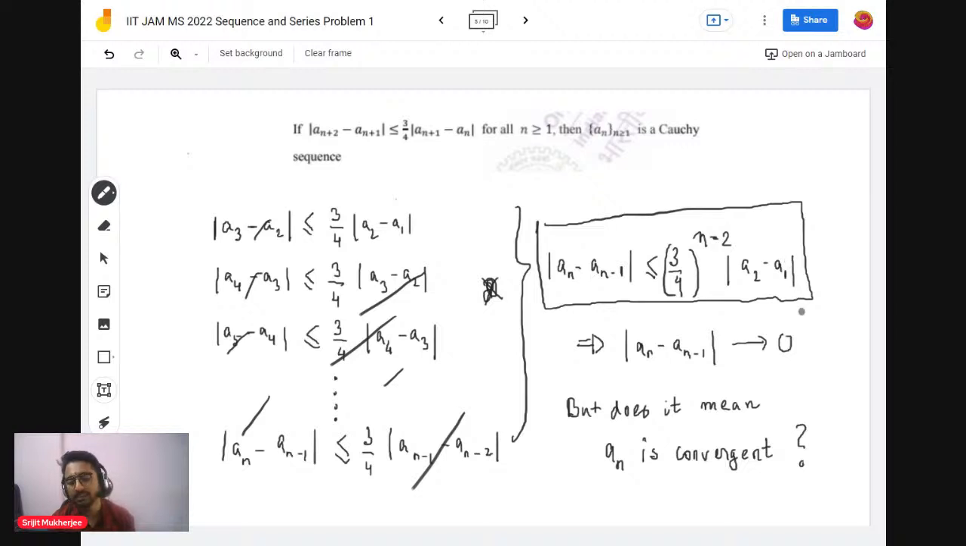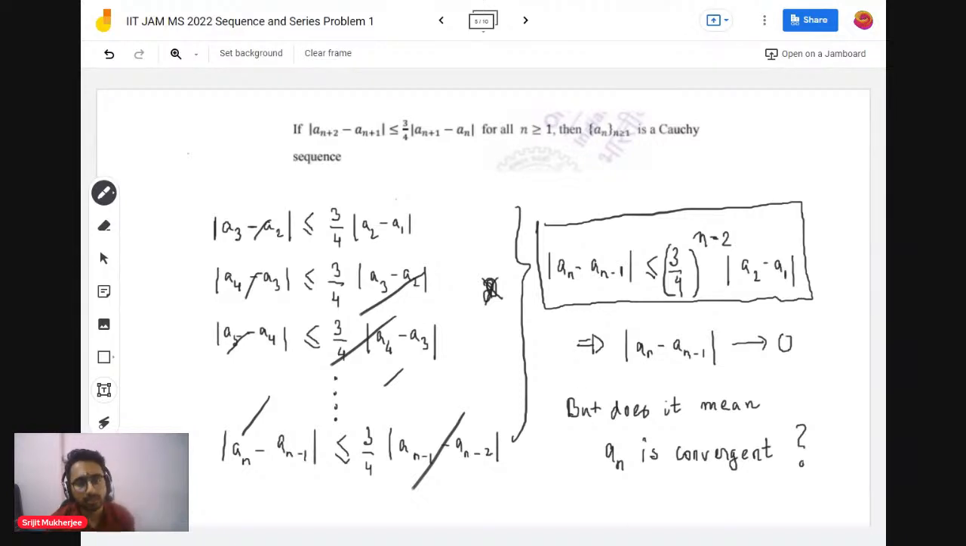Now the basic idea is that from here you can easily say that 3 by 4 may not be making sense, always. So why 3 by 4? Can it be replaced by something else? We can tell from here that a_n minus a_{n-1} is actually going to 0.